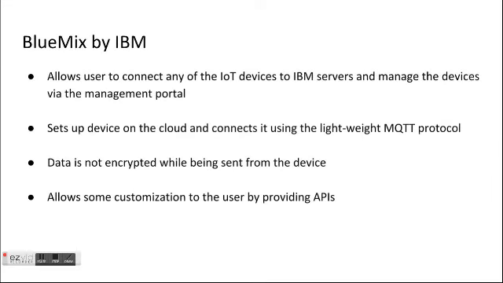Lumix is almost the same. The only big difference here is that they provide APIs to the developers so that they can play around with the data, and they set up the device on the cloud and provide an API. So users can play around with data, and they only support one protocol, that's MQTT, and even with Amazon it is MQTT. And again, the data is not encrypted here too.